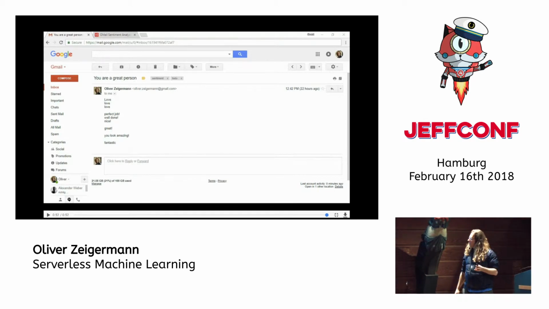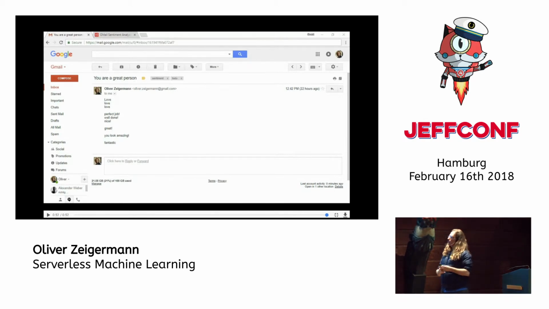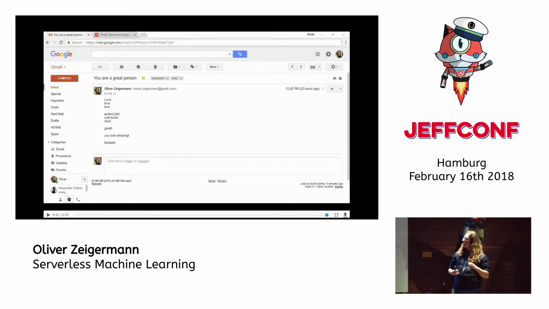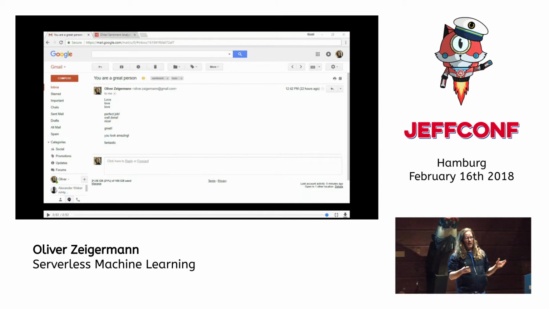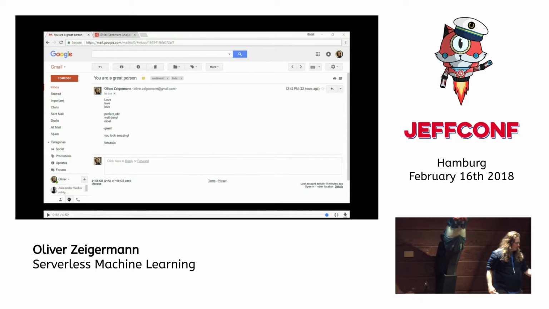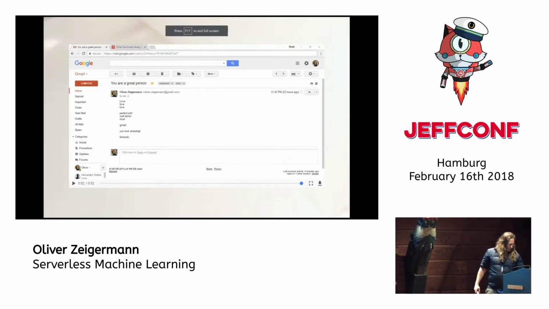For this use case, it's pretty simple, but the idea would be: you get a lot of emails, maybe you have a small business, and you want to react to emails depending on the sentiment. Maybe you want to react to good emails because you have a bad day and just want to read good emails. Or you want to react to bad emails because that might be a person who is angry at you and you have to react fast. That's pretty simple, and the core of it is the sentiment analysis.